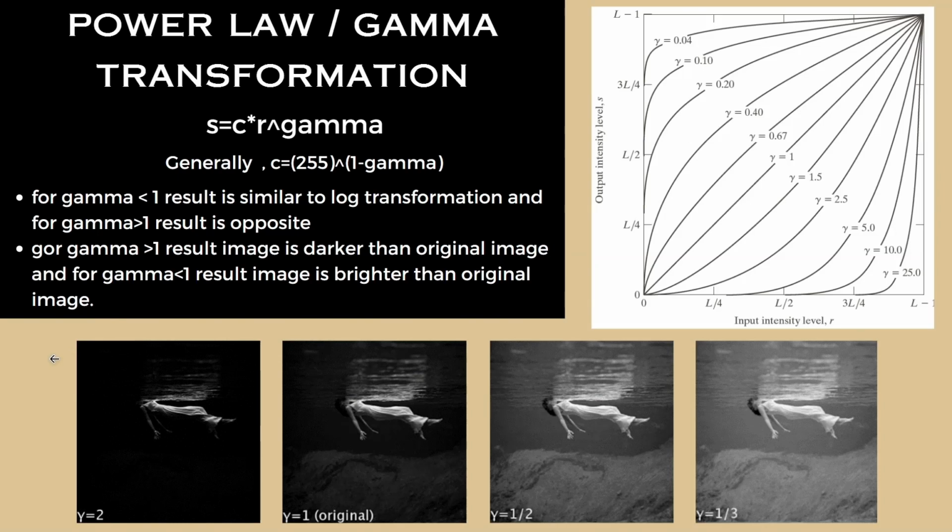Here in this example, you can see how the output varies with different values of gamma. This one is the original image. And you can see that for gamma greater than 1, the output image becomes darker, and for gamma less than 1, the output image becomes lighter and lighter.